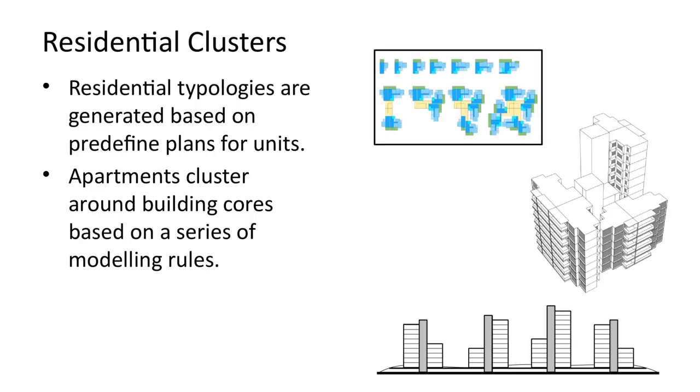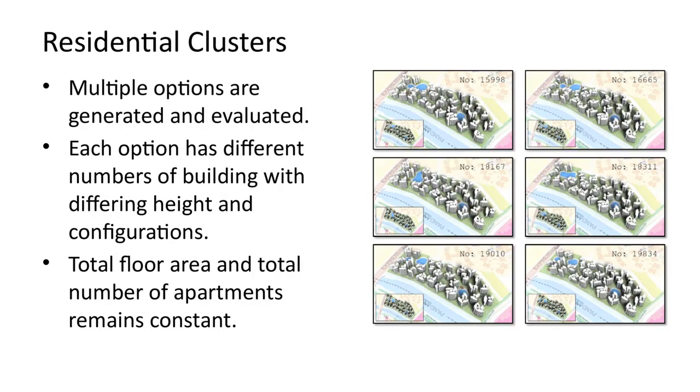In this second example, the program generates a high-rise residential development. The development consists of a cluster of high-rise buildings with apartments. The total number of buildings can vary, and each building has a mix of apartment types. The program generates alternative design options. Each option has different numbers of building with differing heights and configurations. However, the total floor area and the total number of apartments for each type remain constant.